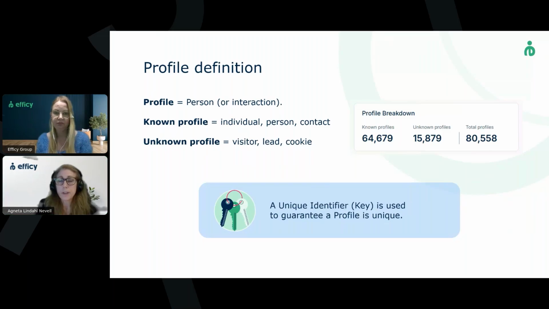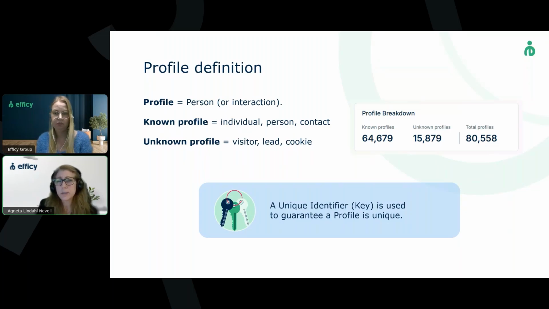We have known profiles and unknown profiles. A known profile is someone we can identify. It's an individual, a contact, a customer, a member. And an unknown profile is a visitor, a lead, or just a cookie, someone who's interacted with your website or campaigns, but hasn't yet shared who they are.